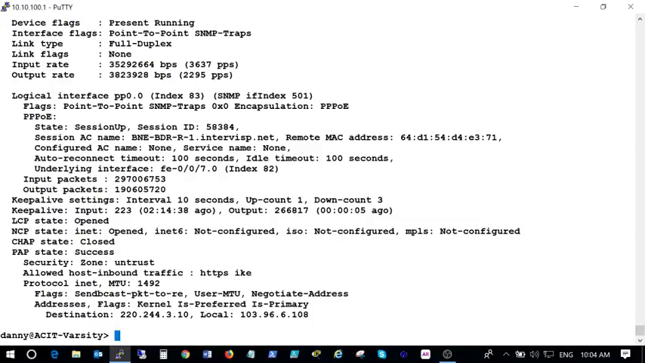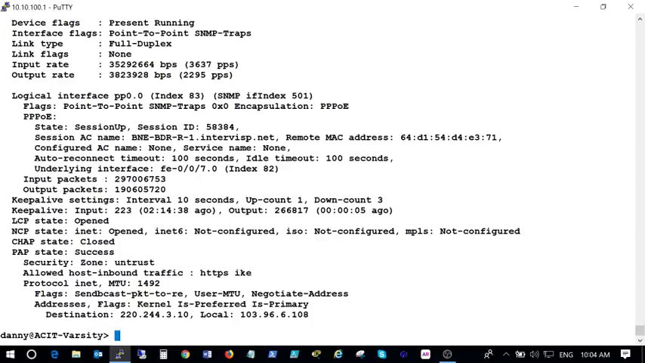Any clues? Any ideas maybe? Anyone? No? Well, here's a clue. Look at the encapsulation, PPPoE. Okay, so it is point-to-point protocol over Ethernet. So we are actually, in reality, running point-to-point protocol. All right, we are running that.